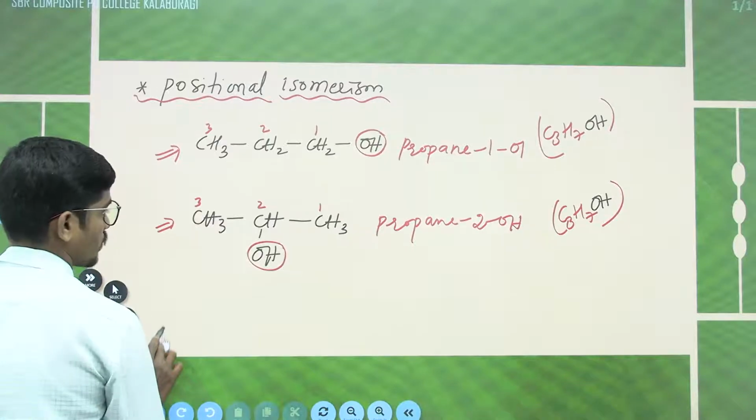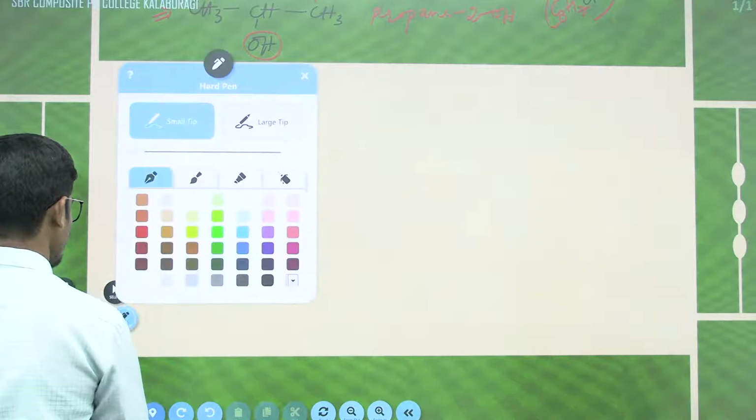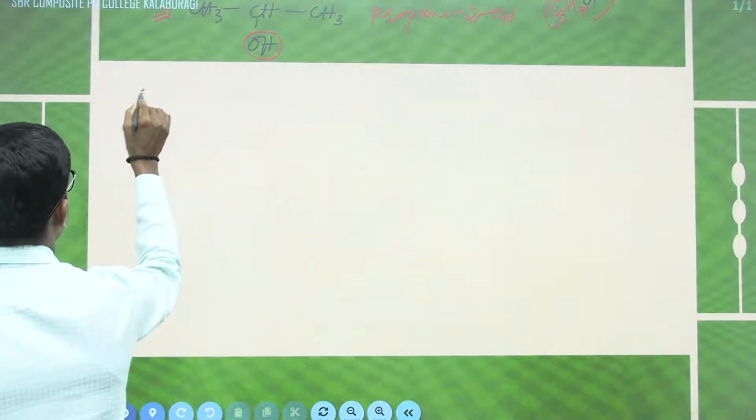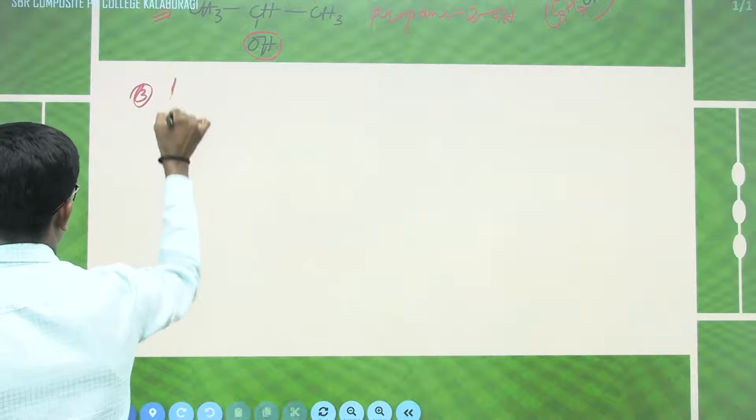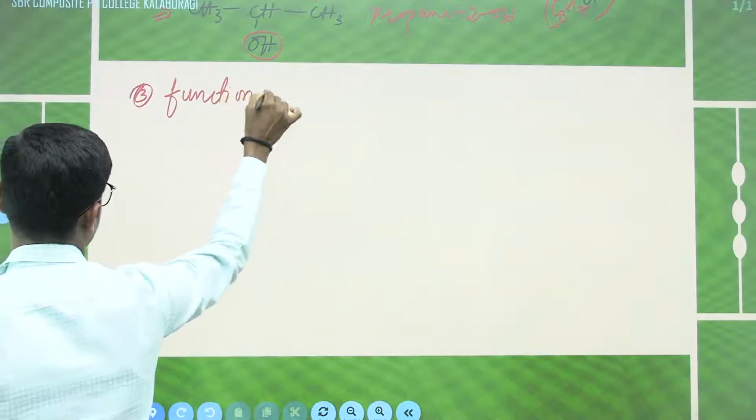The next one, the third one, is functional isomerism.